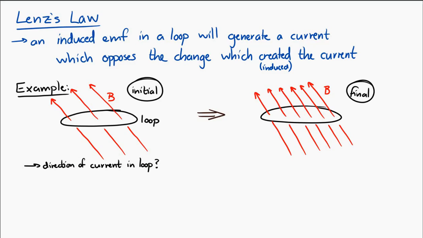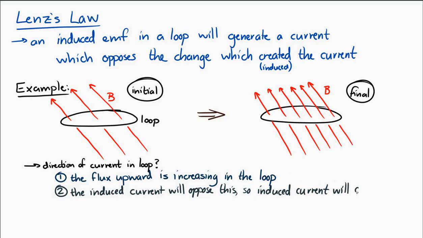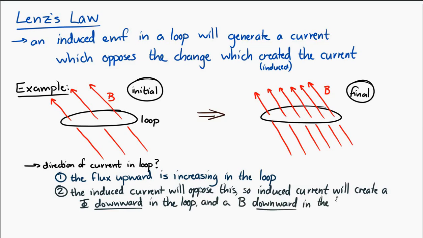In this situation, the flux upward through the loop is increasing. We're getting more and more flux upward through this loop. Lenz's law says that the induced current is going to oppose this change. So whatever that induced current is, it's going to create a magnetic flux downward, and therefore it's going to create a magnetic field downward.